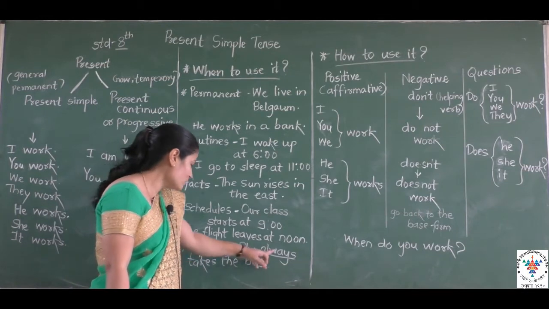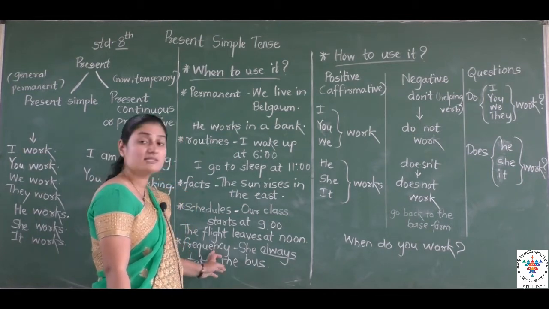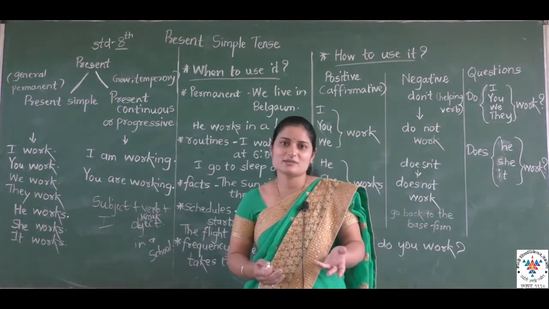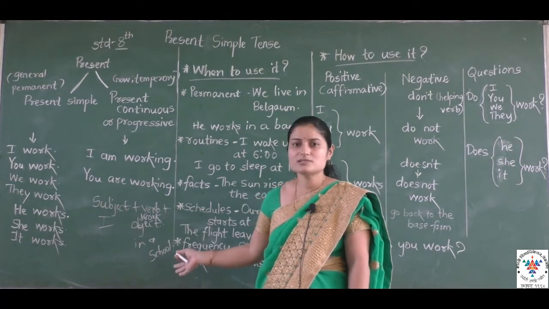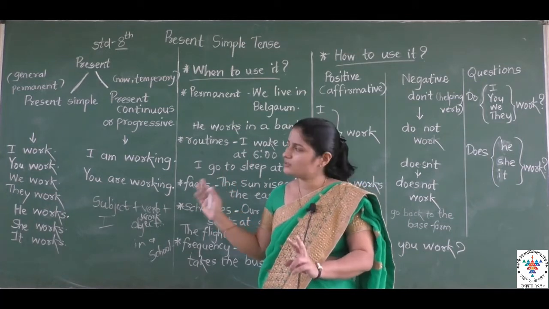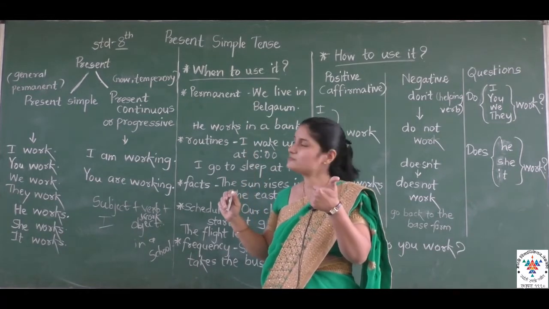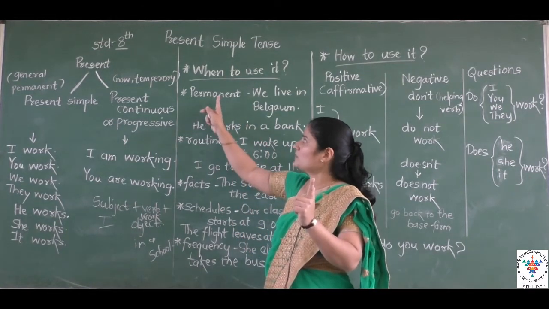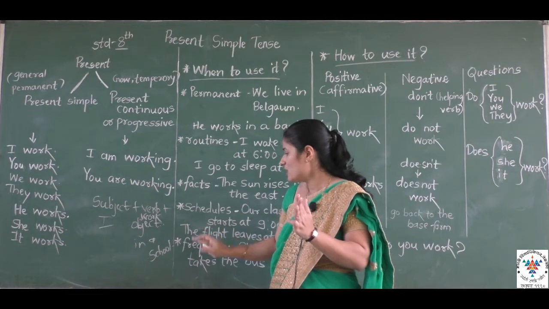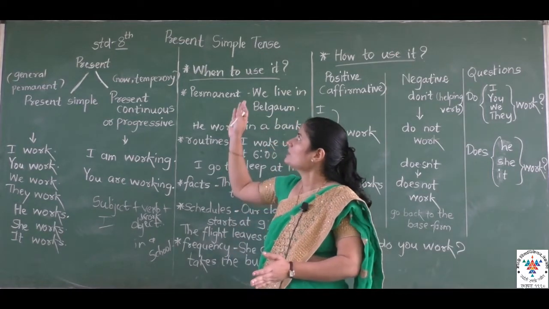For example, she always takes the bus. Here frequency is mentioned. You can also say that she never takes a bus, or she sometimes takes a bus. That time also frequency is used, or that time also present simple tense is used. So this is the second part of the present simple tense, when to use this. The first point is permanent activity, second routines, third facts, fourth schedule, and fifth frequency. In these situations you have to use the present simple tense.